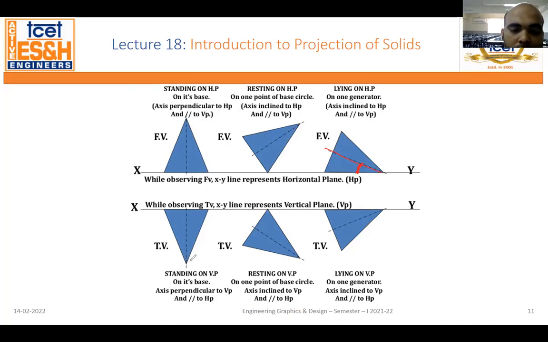Now similarly, standing on VP on its base, axis perpendicular to VP, parallel to HP. Similar portion. What was told for HP is now being told for VP. Okay students, just go through it. Anywhere you are not able to understand, please ask so that I can connect it with you. Look at both the cases. If anywhere you are not able to understand, please let me know.